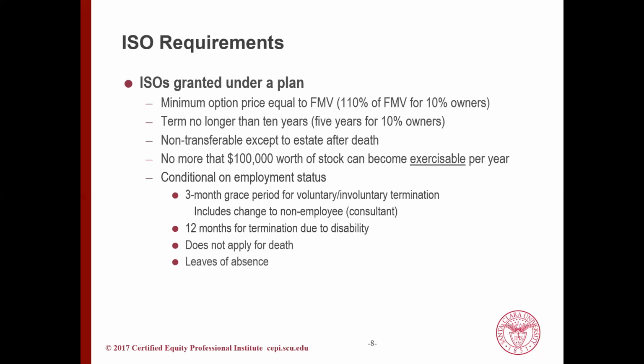ISOs, as we mentioned, can be granted only to an employee, and you must be an employee within 3 months of exercise. That is, if you leave the company, you will only have 3 months to exercise the option as an incentive stock option. If there are special circumstances, such as the employee being disabled, there's an extension of up to 12 months to be able to exercise the ISO, and the rule does not apply in the case of death. We'll talk about all of these more later.